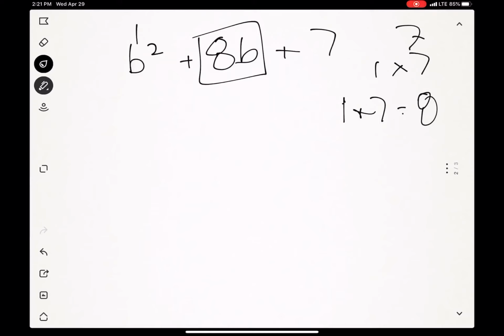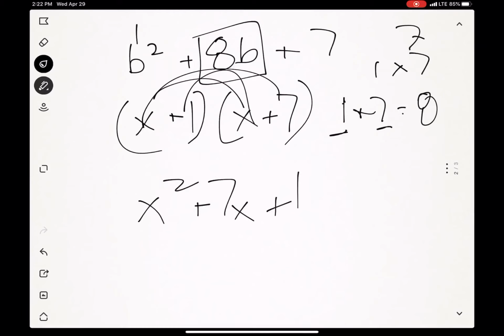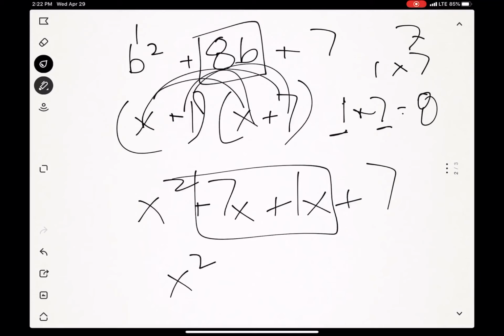That coefficient is 8 in front of the b variable, which means that our two factors here are going to be 1 and 7, right? So I'm going to do x plus 1 times x plus 7, okay? Easy peasy that way. When I multiply x times x, I get x squared. X times 7 is plus 7x, plus 1x, or just plus x, and then 1 times 7 is plus 7. When I combine these terms, I will end up getting 8x, plus 7. And so it checks out.